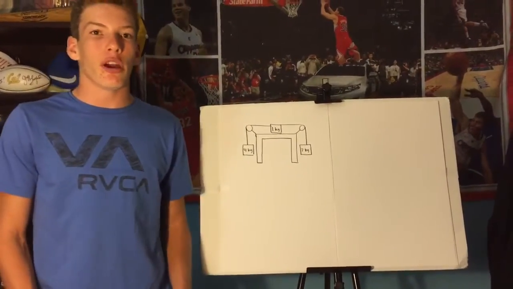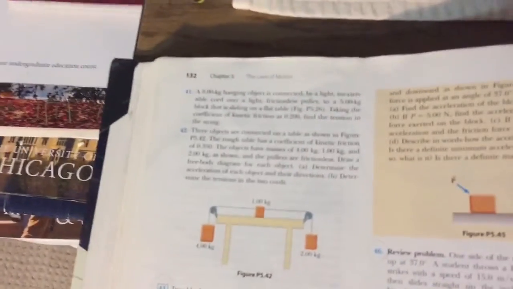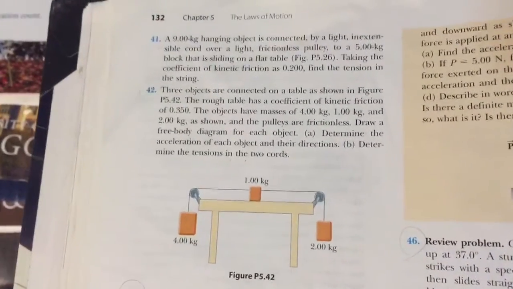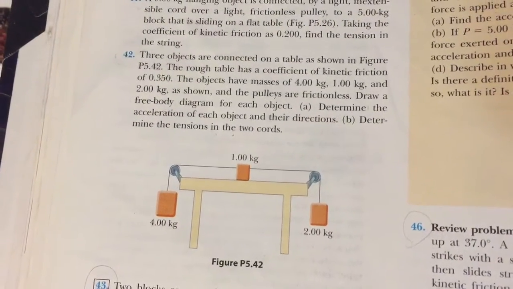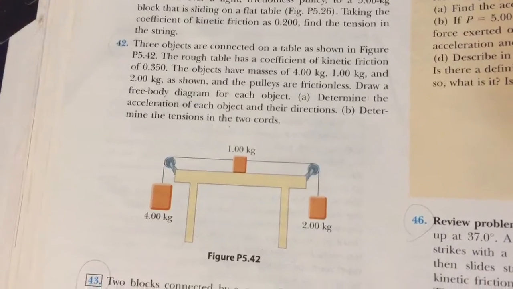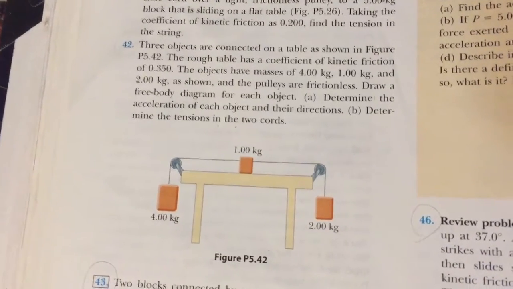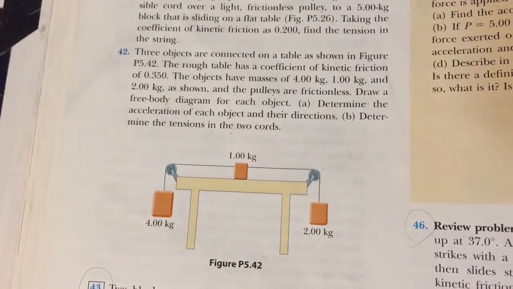Hi, today I'm going to teach you how to do problem number 42 of chapter 5. So this problem states, 3 objects are connected on a table as shown in figure P5.42. The rough table has a coefficient of kinetic friction of 0.350. The objects have masses of 4.00 kilograms, 1.00 kilogram, and 2.00 kilograms as shown, and the pulleys are frictionless.